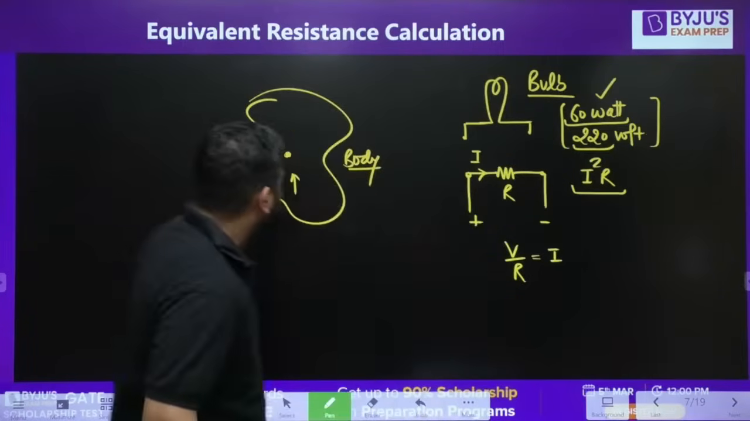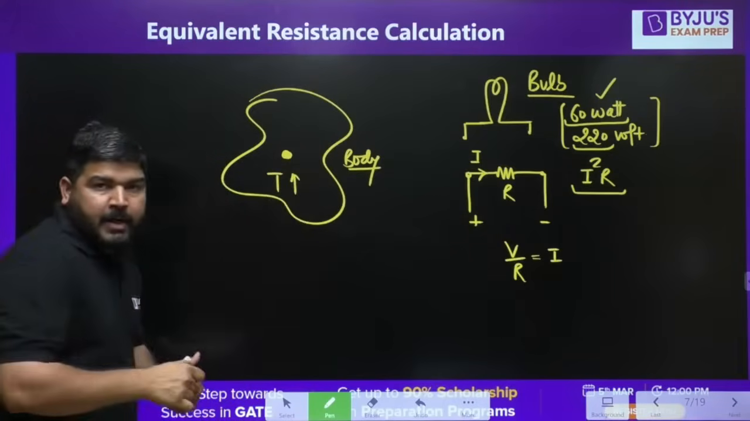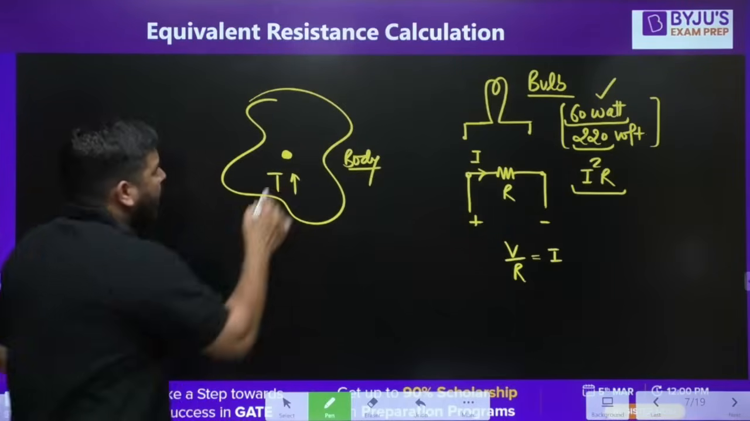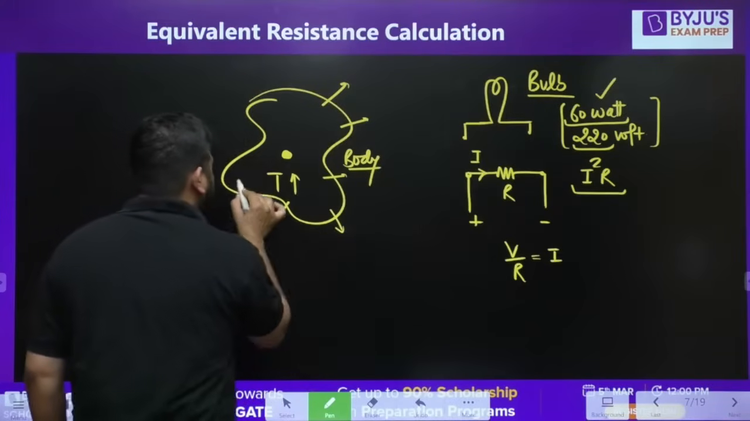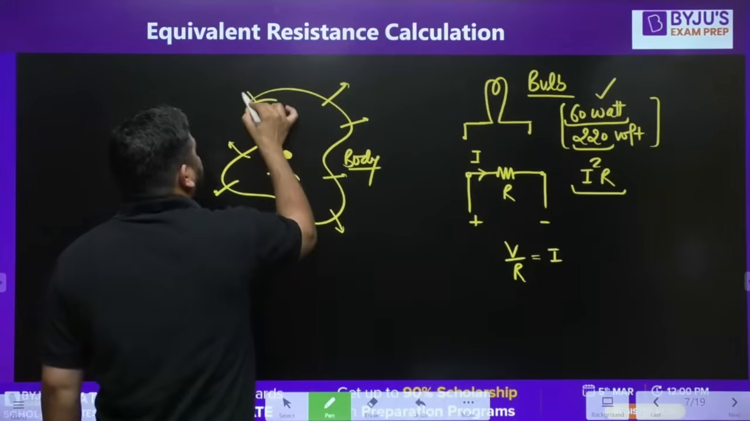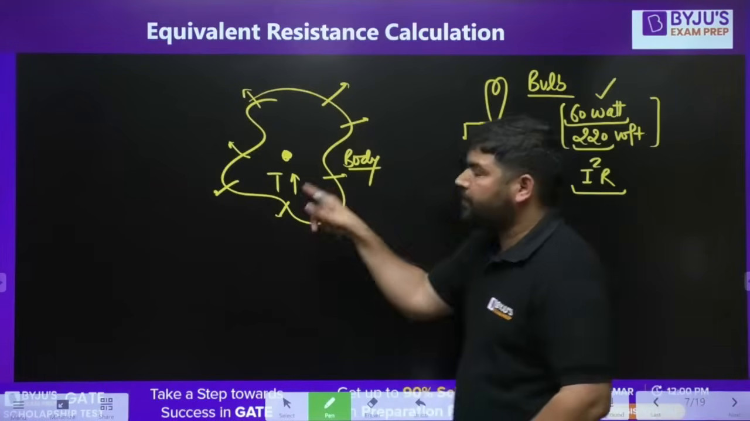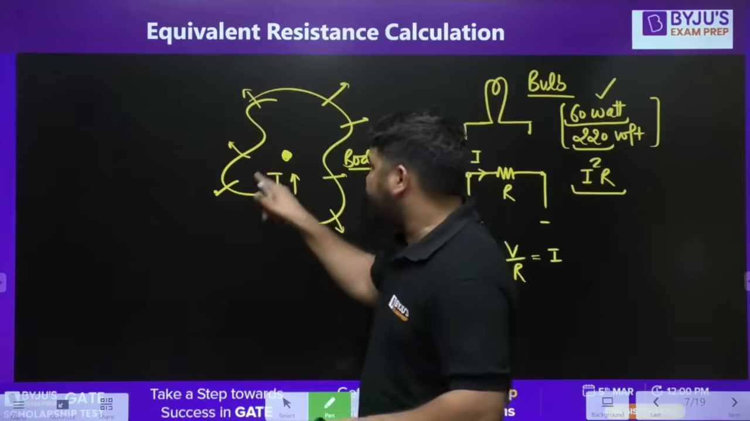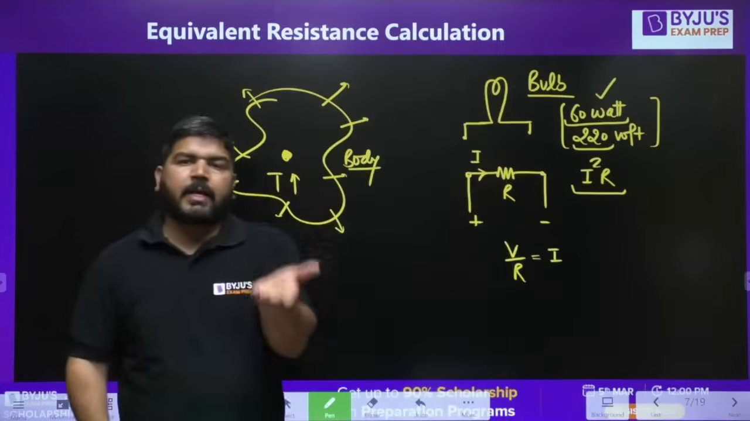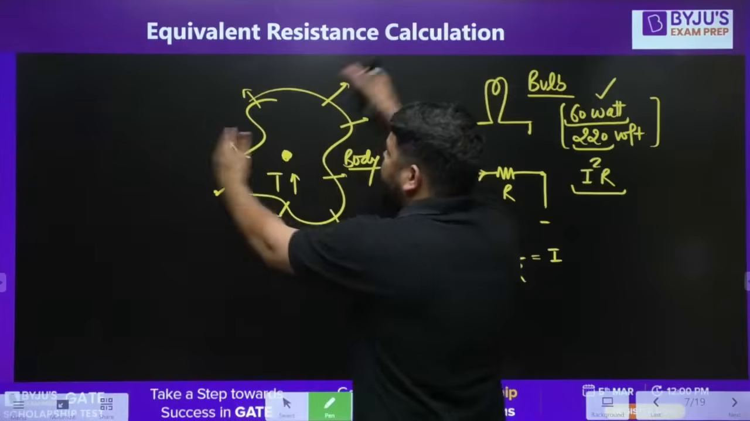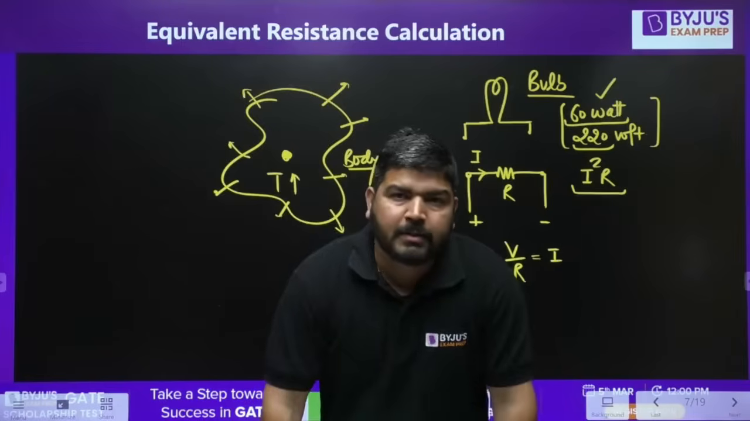It's very simple. If the rate of generation of heat and the rate of dissipation of heat become equal, at that point the temperature will not rise. Temperature will become constant. If the generation rate of the heat and the dissipation rate of the heat become equal, then the temperature of the body will not increase.